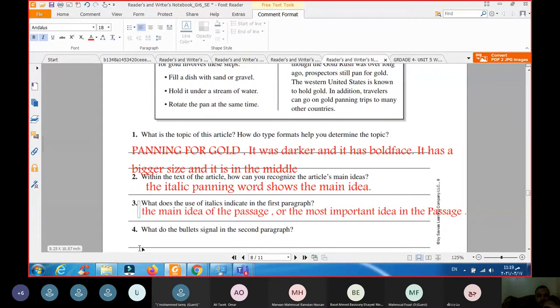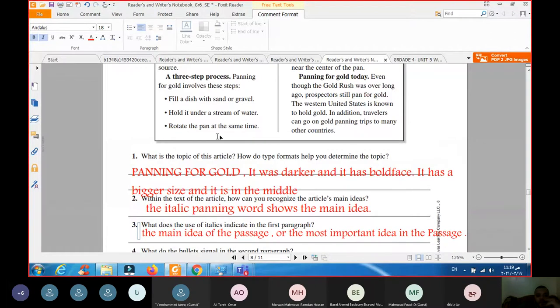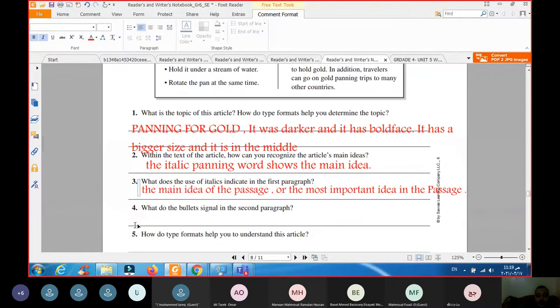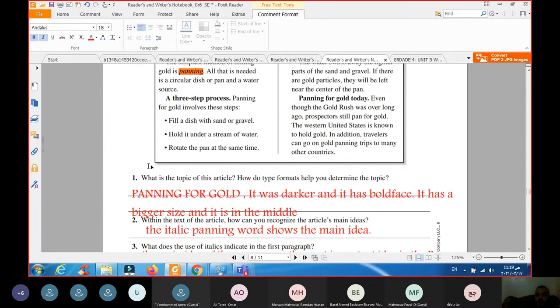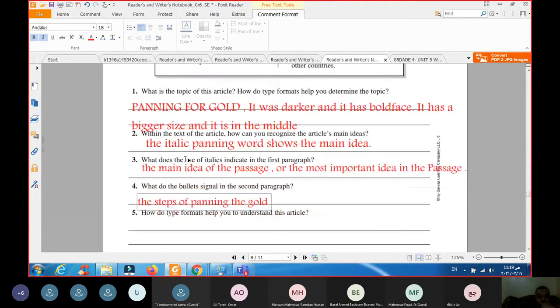Okay. Number 4, what do the bullets here signal in the second paragraph? It signals the steps of panning the gold. When you are going to search for the gold, you are going to do some steps, like fill the dish with sand or gravel, hold it under a stream of water, rotate the pan at the same time, and then you are going to find some results.